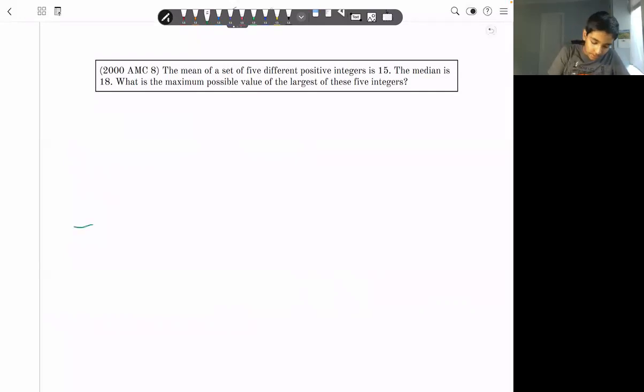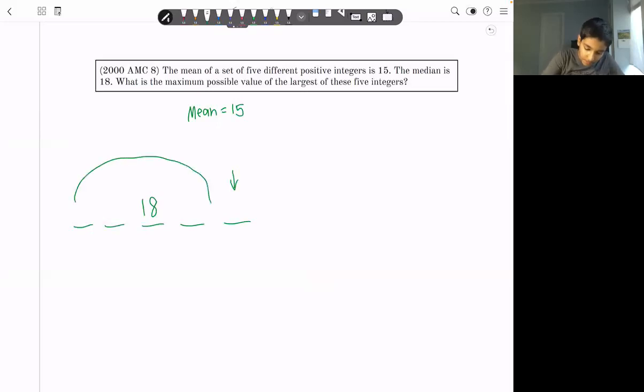So we have 5 different numbers. The median is 18. The mean is 15. The reason I marked the third value to be 18 is because the median of 5 numbers is just going to be the third number. Now, this is a very similar problem to the previous problem, except with smaller numbers. So we want to maximize the largest of the 5 integers, so we want to minimize the first 4.